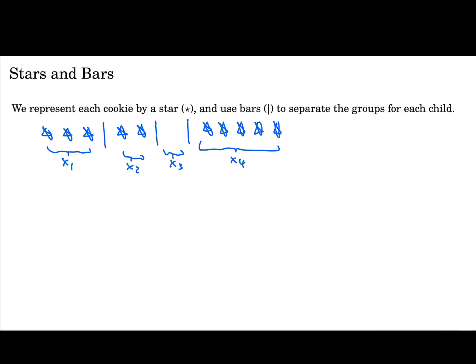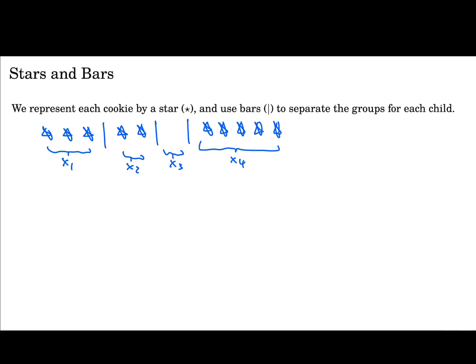Notice that every configuration of stars and bars, as we move these stars and bars around, is going to give us a different solution to the cookie problem. And every solution of the cookie problem can be represented in a unique way like this. So counting the number of solutions is counting the number of configurations that we can make.